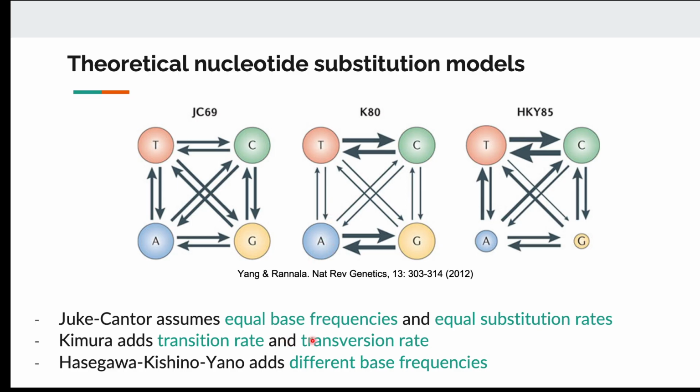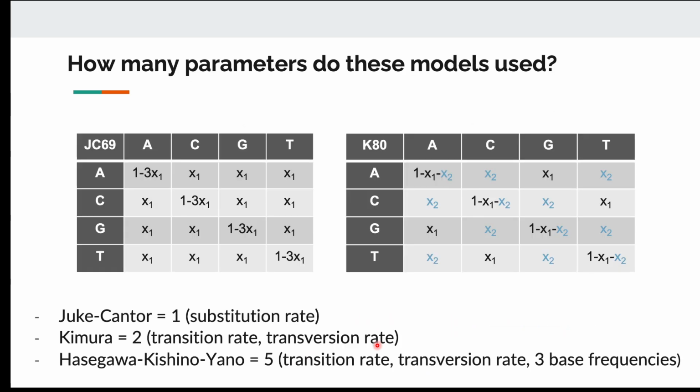And then three scientists, Hasegawa, Kishino, and Yano, propose that we should consider nucleotides to have different frequencies on their own. So we start to have three more parameters to describe the distribution of nucleotides. If you think about this in terms of how many parameters each model uses?